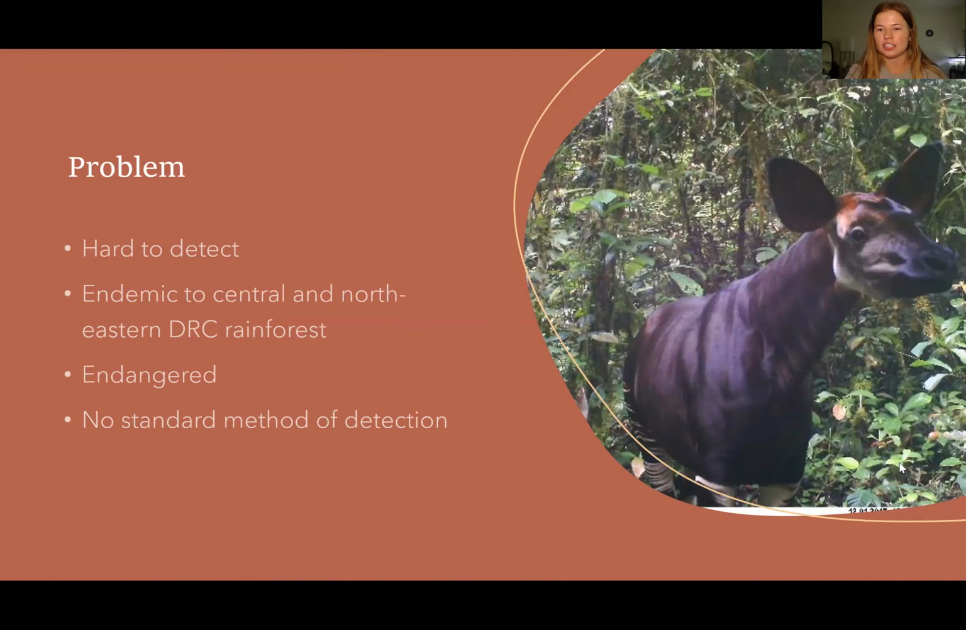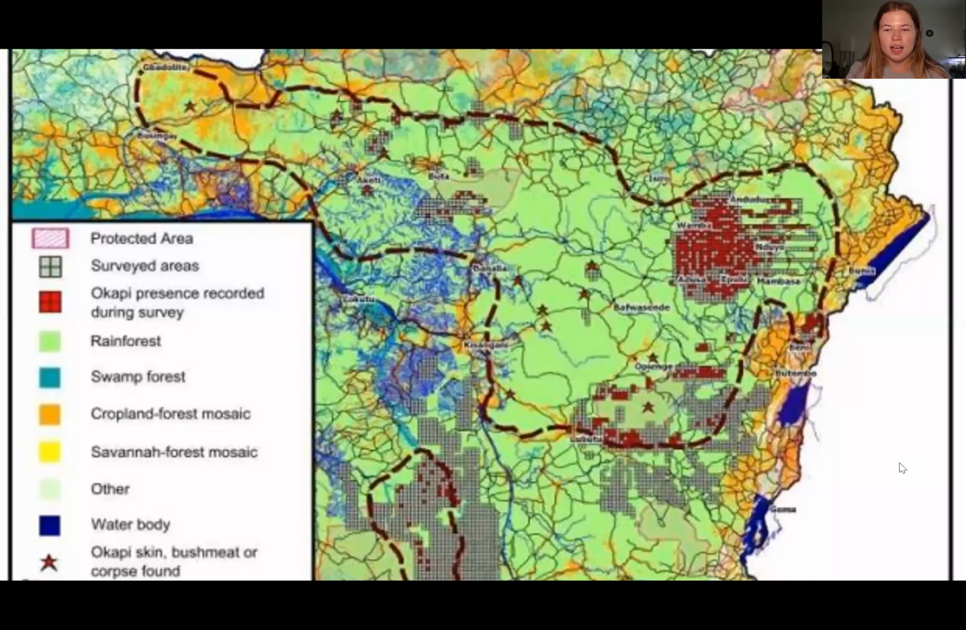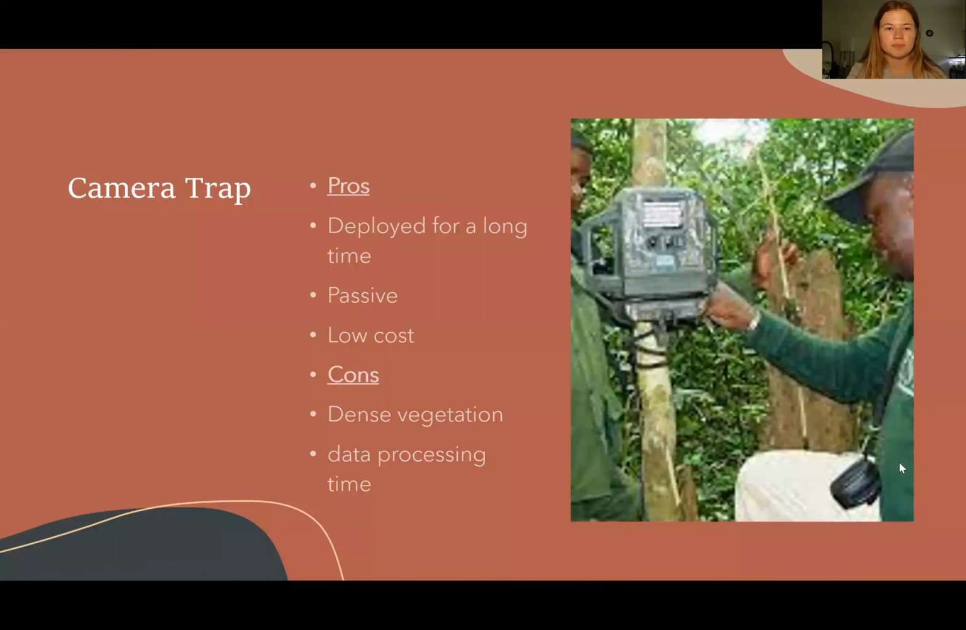see the dense vegetation that surrounds it. I also included this map so we could get a better idea of the habitat of the okapi and how it makes the detection so difficult. The red spots are going to be the occurrence of okapi dead or alive. And we can see that they're concentrated and fragmented throughout rainforest areas in the DRC.